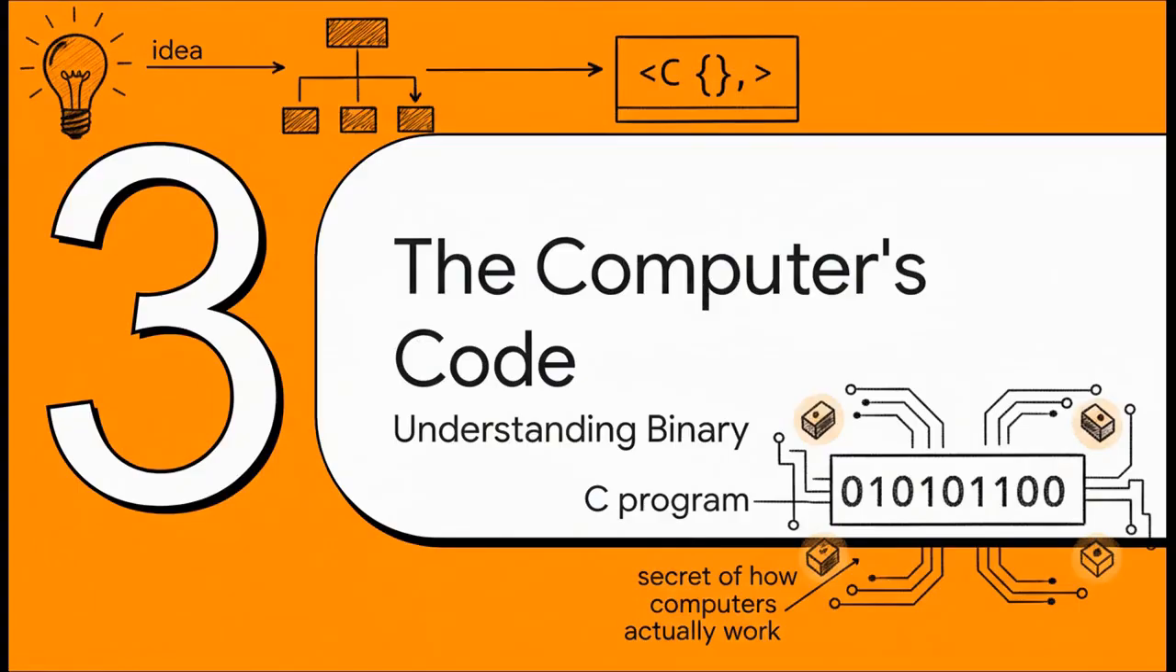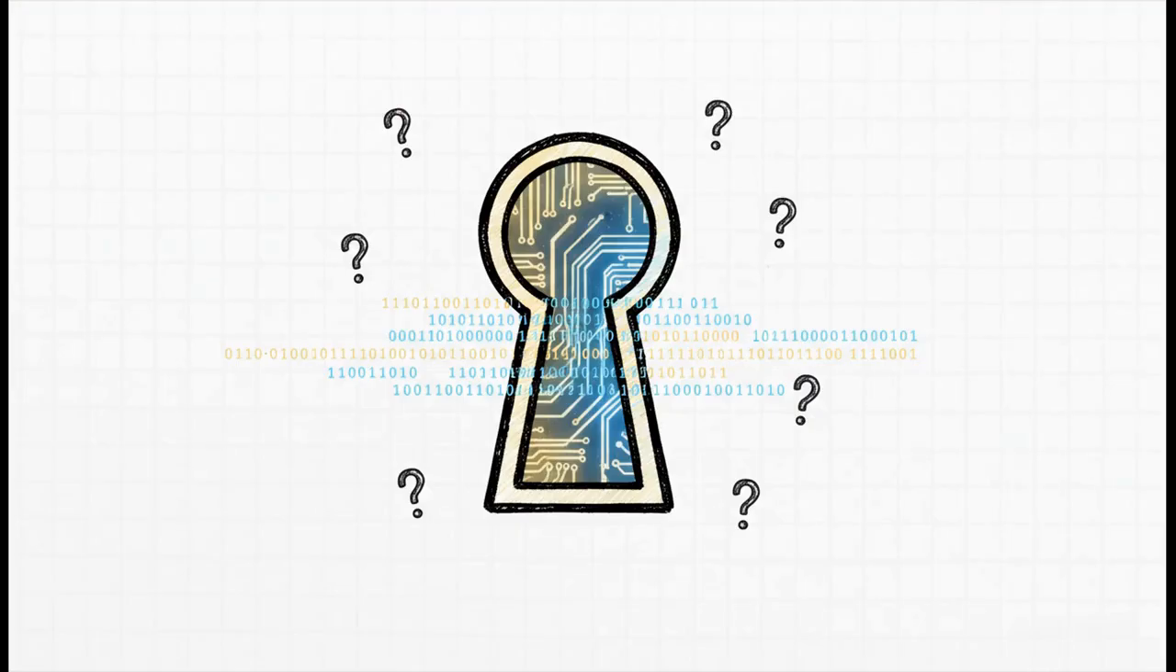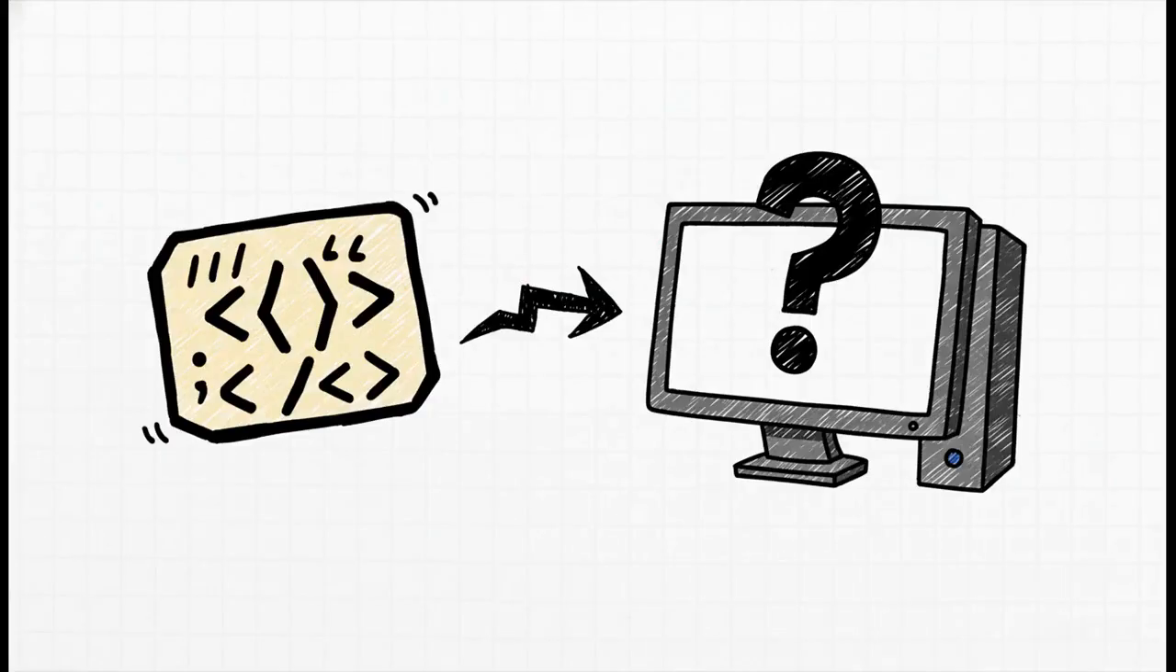Okay, so let's recap. We've gone from an idea to an algorithm to an actual C program. It feels like we should be ready to go, right? Well, not quite. There's one more crucial final translation step, and this gets to the very heart of how a computer actually thinks. Because the big secret is that the C program we just wrote is complete gibberish to the computer. It doesn't understand the word int or main, none of it.